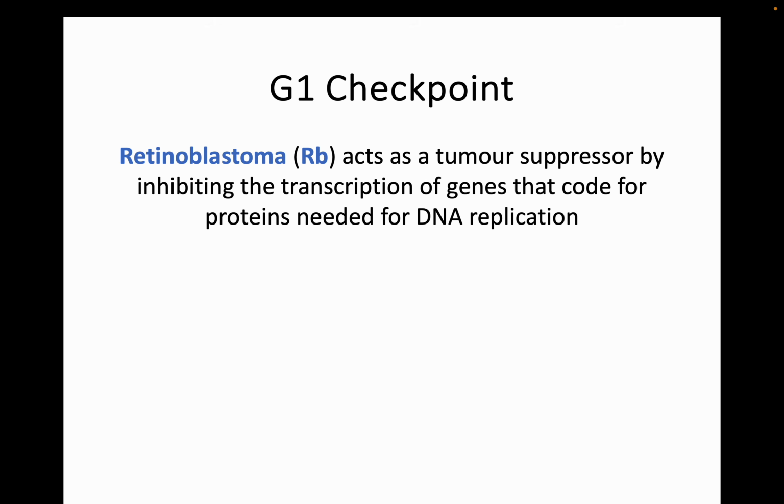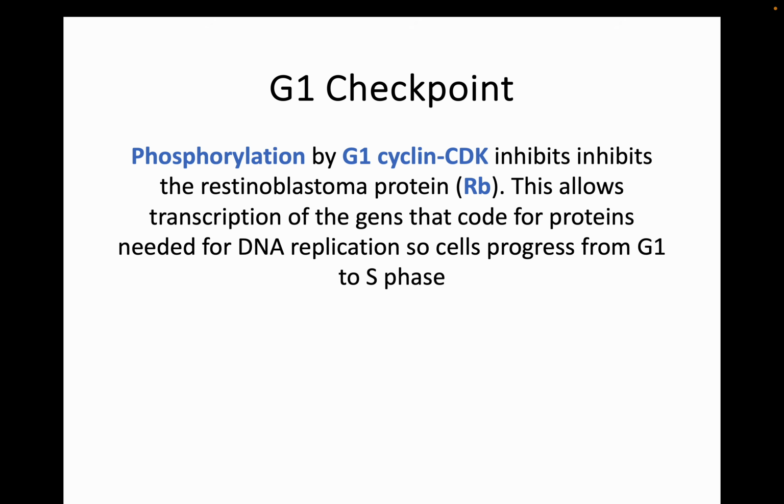So, if, for example, your RB was not working, or if there was a mutation, which sometimes comes up in questions as well, of retinoblastoma, if it's not able to inhibit the transcription of those genes, then obviously transcription will take place, and it means there's going to be lots of DNA replication taking place. So again, this could be in a question to do with tumours and cancers. Now, what's going to happen in this process in the G1 checkpoint is phosphorylation by those CDKs that we talked about, the G1 CDKs in this case for this checkpoint, is going to inhibit the retinoblastoma protein.